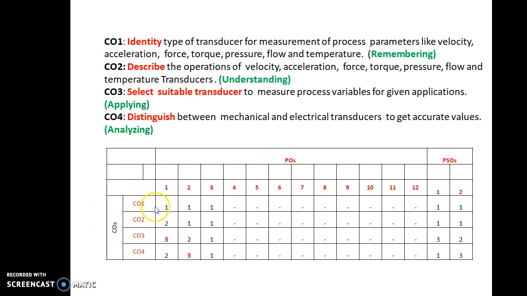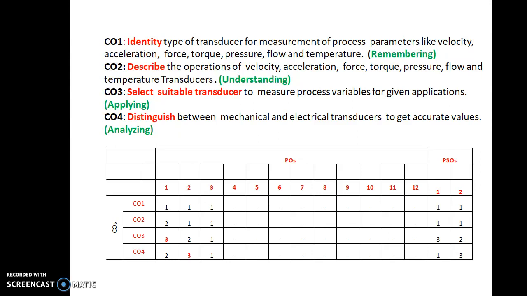So CO1, CO2, it's very, very basic identification level. There's no strong correlation. Why? Because this CO1 is identify level only, and is nowhere concerned with these POs. But as per Bloom's taxonomy levels, I will assess their levels only. Even though it's not strongly correlated, I will assess those levels also.